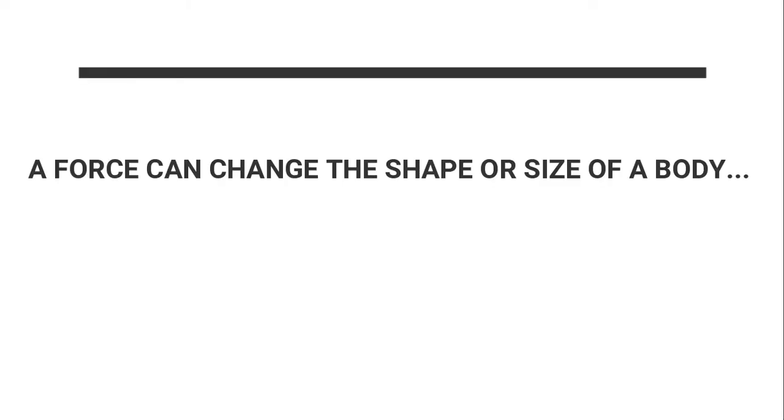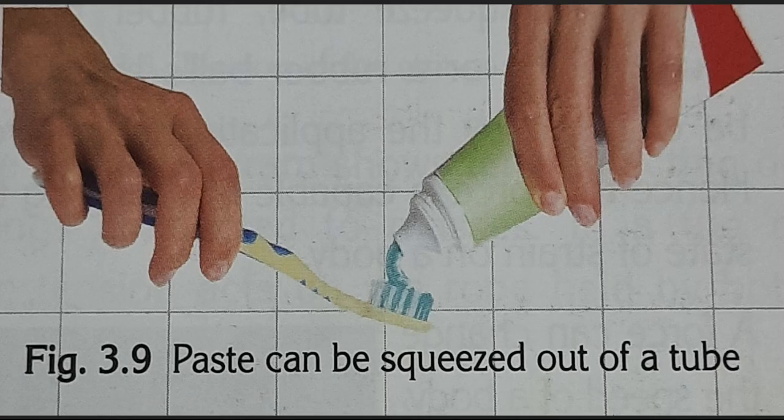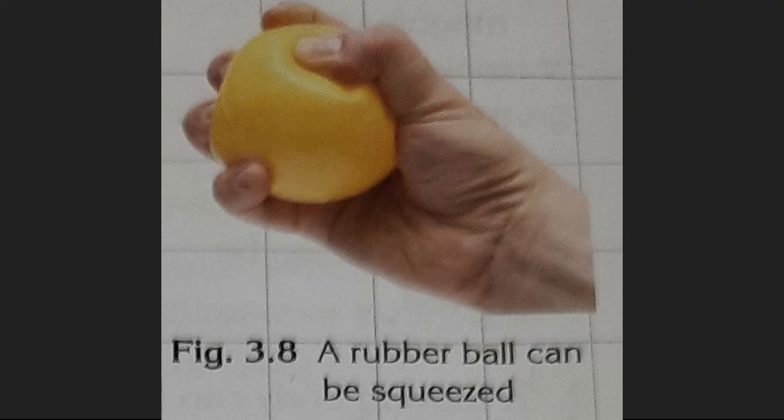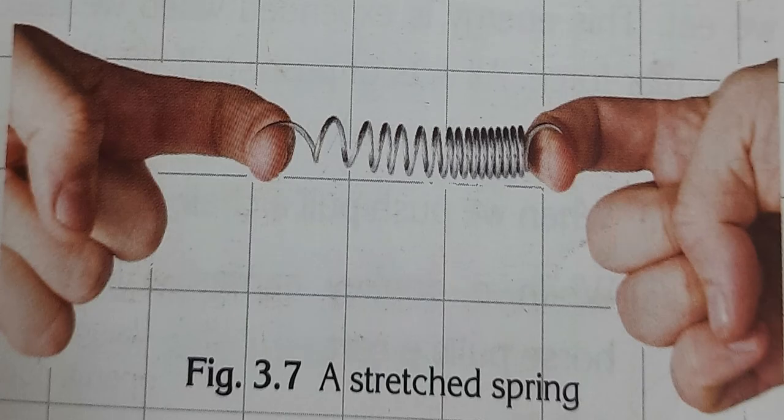And the last one, a force can change the shape or size of the body. How? A squeeze tube or a rubber ball's shape can be changed by the application of a force. Hence the force is capable of changing the state of strain on a body. Just like the spring. Spring, when you are stretching it or compressing it, what happens? It changes its shape, but it is temporary. And as you remove the force, what happens? It comes back on its own position.